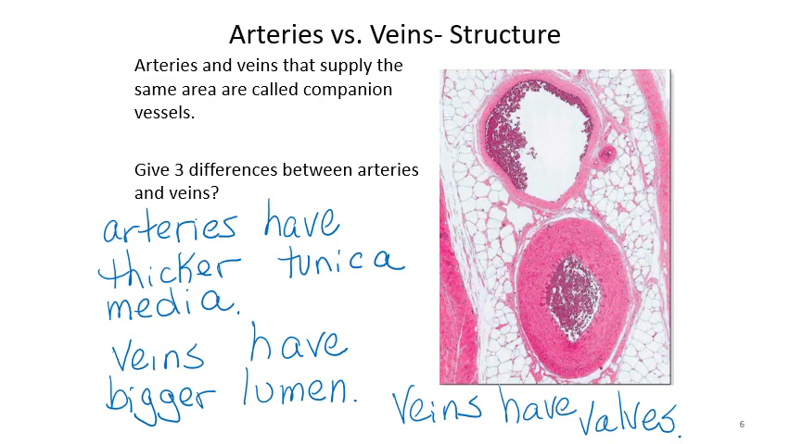So take a look at these two vessels here side by side. We're going to call them A and B. You might need to pause your video, and then I'm going to ask you to answer a question about which one of these you think is the artery and which one of these you think is the vein.